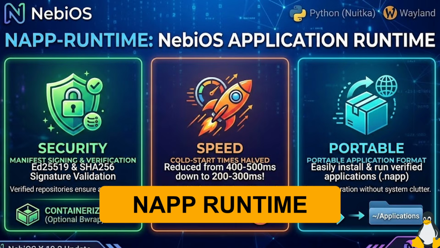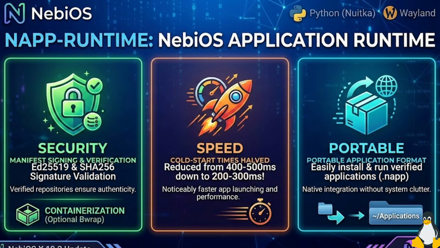Let's talk about the guts of this update. The 10.2 release is huge because it includes a total rewrite of the napp-runtime. The developer actually moved most of the code base to Python and compiled it with Nuitka. For the non-coders watching, this basically means the engine that runs your app is now more efficient and easier to maintain. But what does that mean for you?